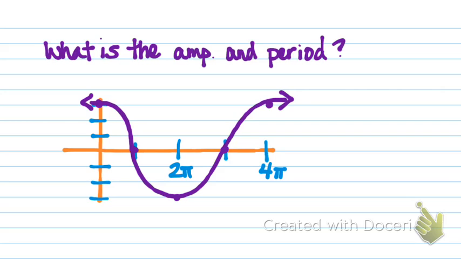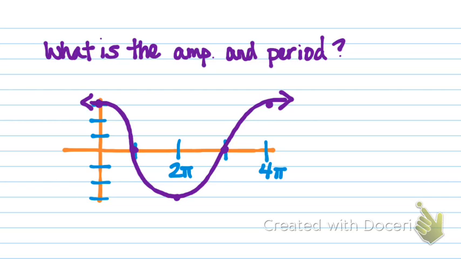Okay, the next one, we've got a picture of a graph, and I want to know what the amplitude and period is just by looking at the graph. So remember, amplitude is half the height. So if you look at this graph, it goes up to 3 and down to -3. So that means the amplitude is going to be 3.